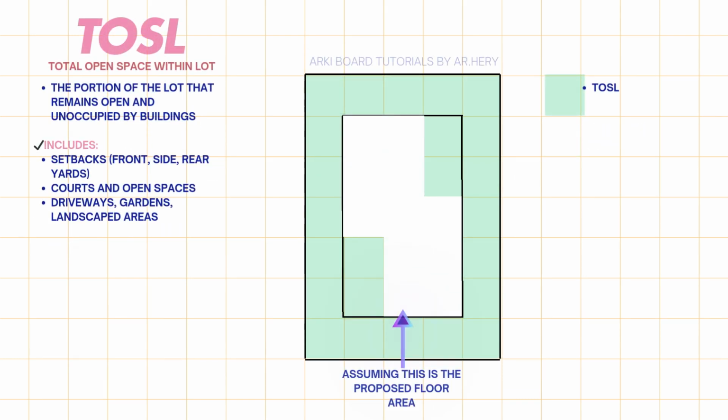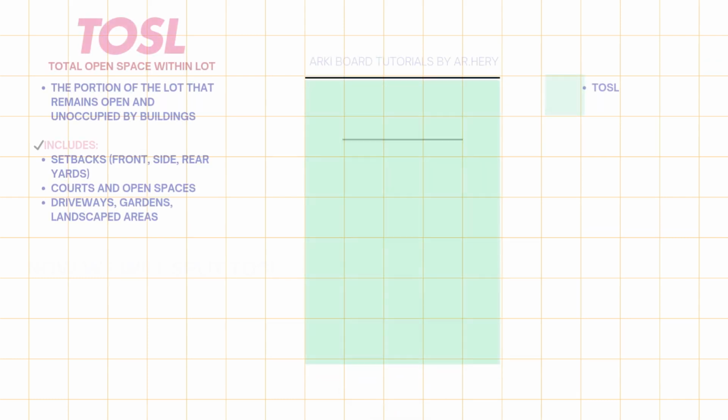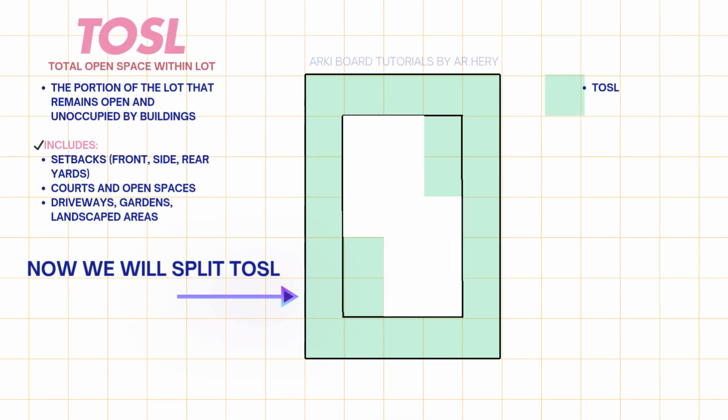Total open space within lot or TOSL refers to the remaining portion of the lot that is not occupied by buildings. This includes required open spaces such as setbacks and yards. Within TOSL, we identify unpaved surface area or USA, which refers to open areas that remain natural or unpaved, such as soil and landscaped portions.